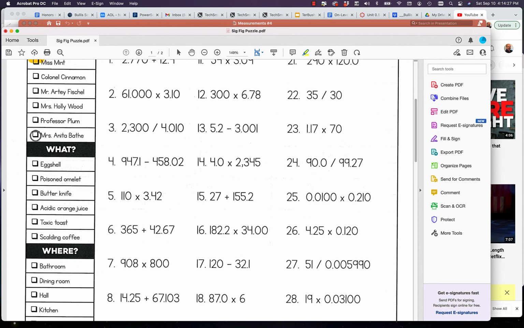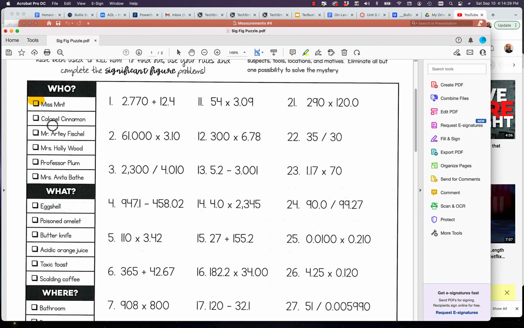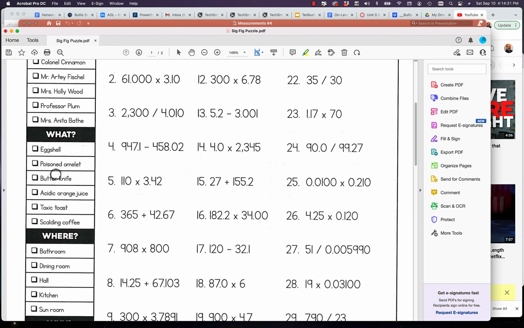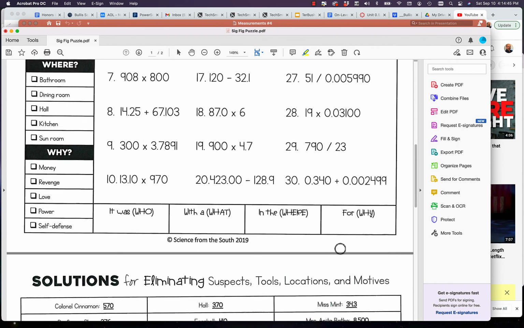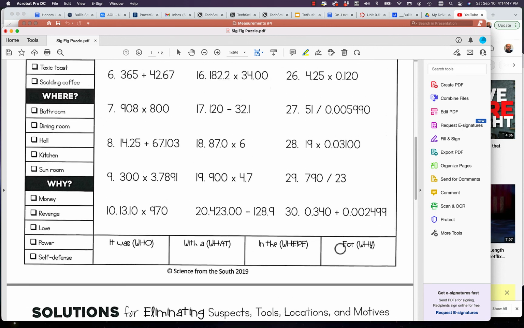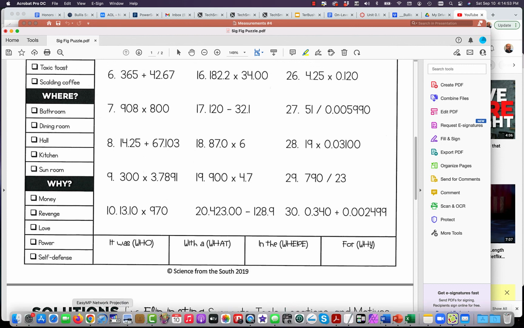Now, you're going to keep doing that for all 30 problems. Eventually, you will have everything but one crossed off under who, what, where, and why. And the one that isn't crossed off will be the who, the what, the where, and the why. If you get all 4 correct, you get candy. I'll make sure that there's candy in the room, and Mr. Conklin can give you some if you turn it in. He'll have the key, so he'll know what's the correct answer. Okay? So that's what you're doing the rest of class.